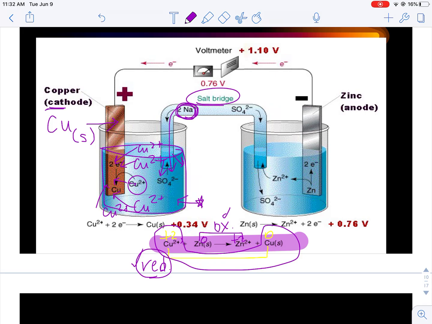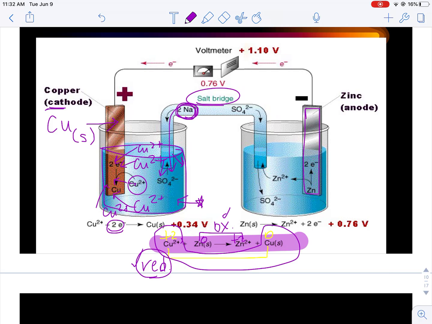Hopefully you're going, oh, I get it now, I get it. Now these electrons can't be gained by the copper 2 ion without having a species that's willing to lose it. And that's our oxidation reaction. So let's take a look here.